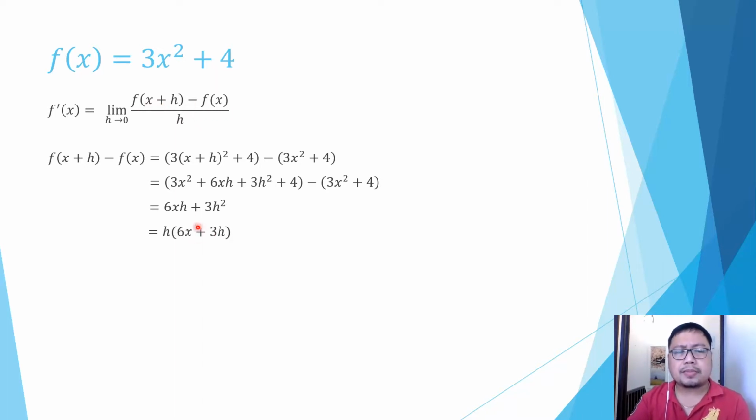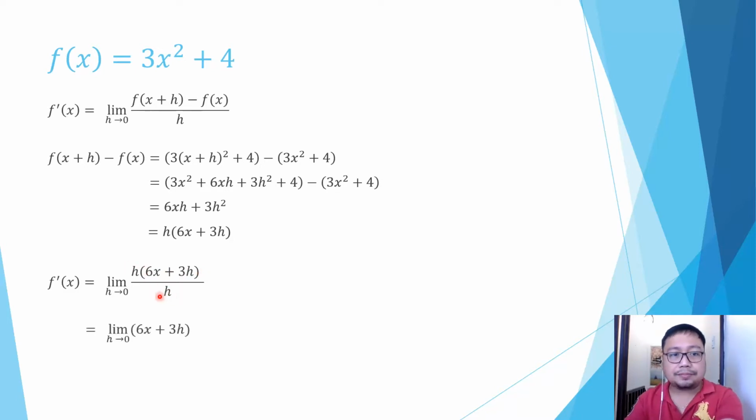We can directly plug in our answer to the numerator. So this now is our numerator over h. The h cancels out. What's left is 6x plus 3h, and then applying the limit as h approaches 0, h is 0. The answer now is 6x. Okay, did you get it?